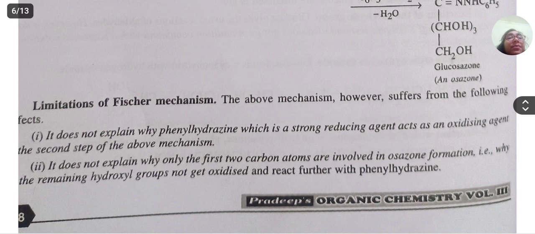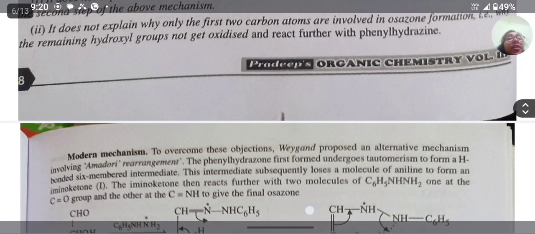Limitations of Fischer mechanism. The above mechanism suffers from the following defects. It does not explain why phenylhydrazine, which is a strong reducing agent, acts as an oxidizing agent in the second step of the above mechanism. It does not explain why only the first 2 carbon atoms are involved in osazone formation, while the remaining hydroxyl groups, not oxidized, do not react further with phenylhydrazine.